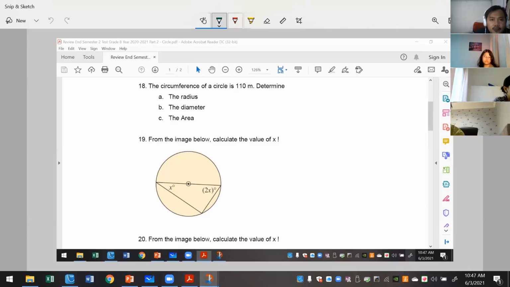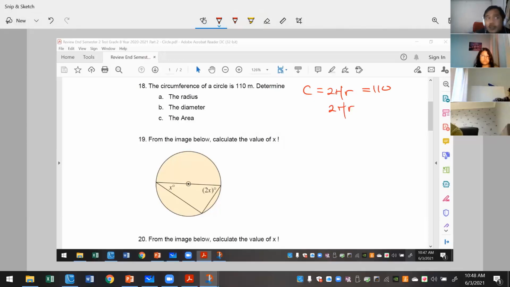So number 18, we have the circumference of a circle is 110 meters. Determine the radius, the diameter, and the area. So guys, in here, the circumference is equal to 2 pi r, and this is equal to 110. So it's going to be easy if you want to find the r. Because we have 2 pi r equals 110, again, you don't have to use the calculator, guys.